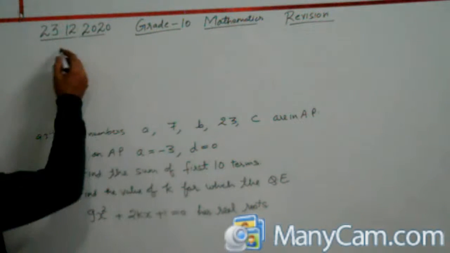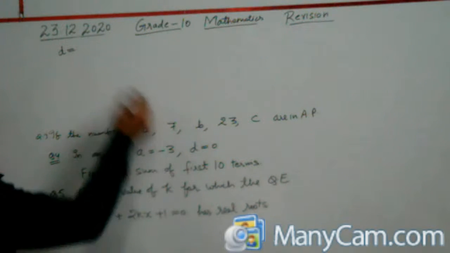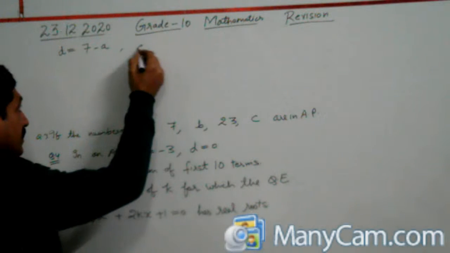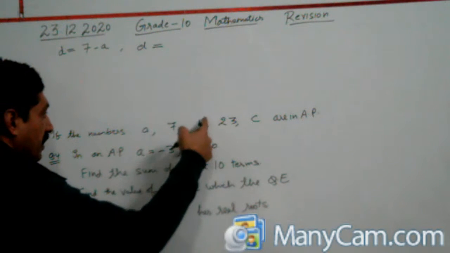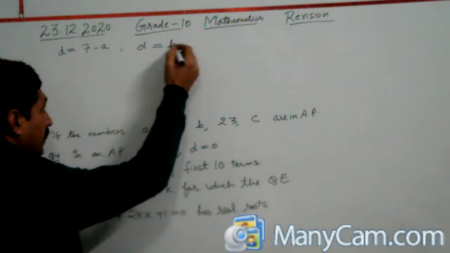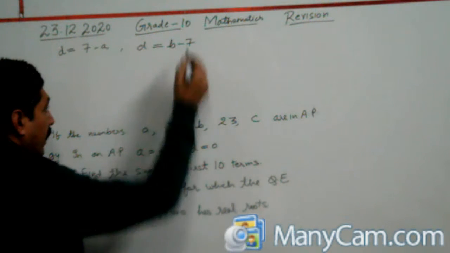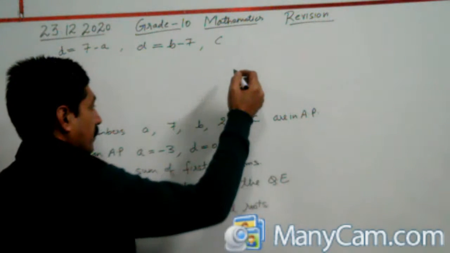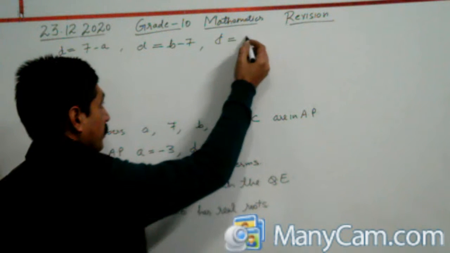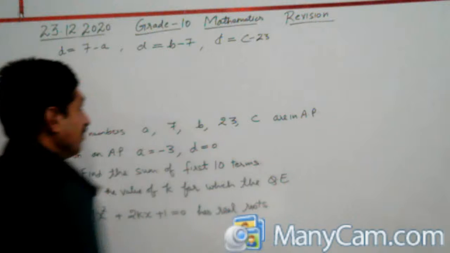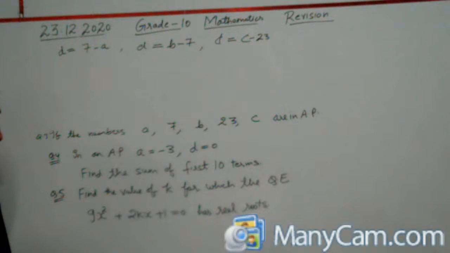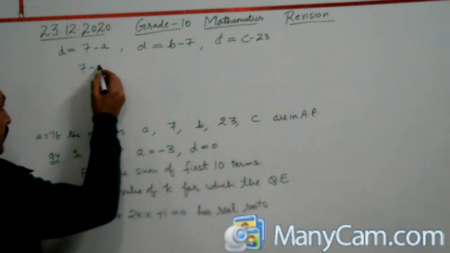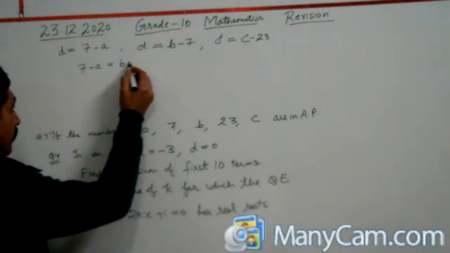So here, what is the common difference? The common difference here is 7 minus A, and this is also equal to B minus 7, and the same common difference is equal to C minus 23, right? So we can arrange the equations. It means 7 minus A is equal to B minus 7.